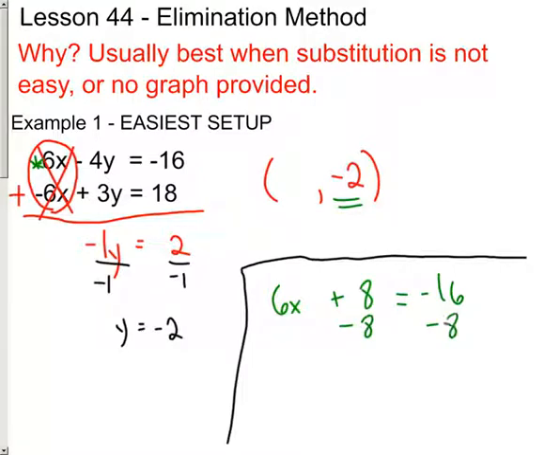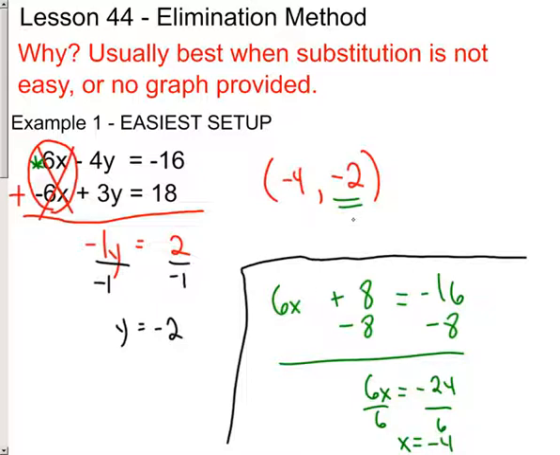So after you're done with the two-step equation, you find out very quickly that x is negative 4. So what's our answer going to be? Negative 4, negative 2. That's how the elimination method works. Now there are some different wrinkles that we need to discuss, and we'll take a look at those examples.